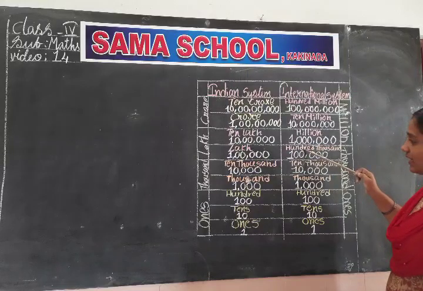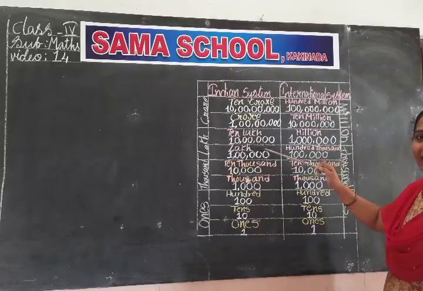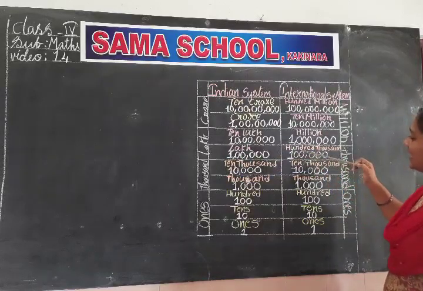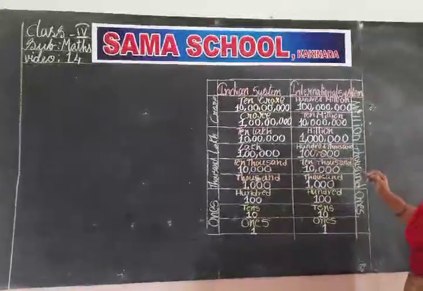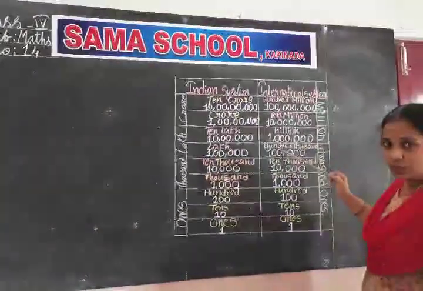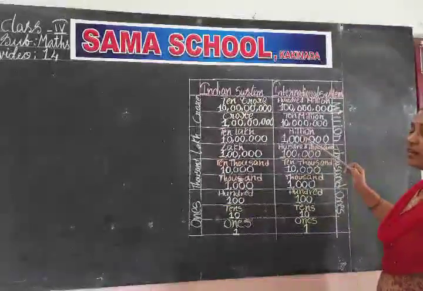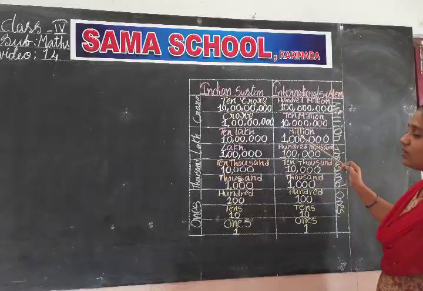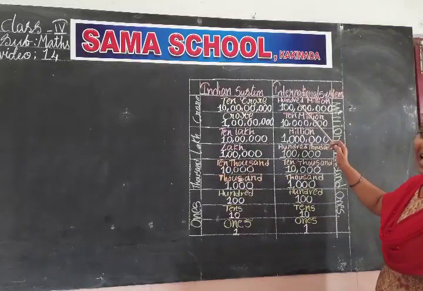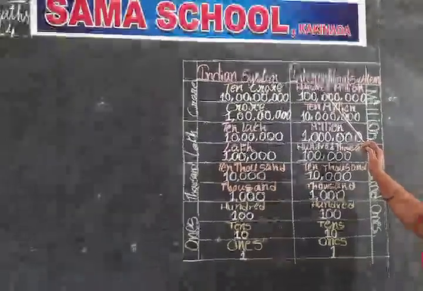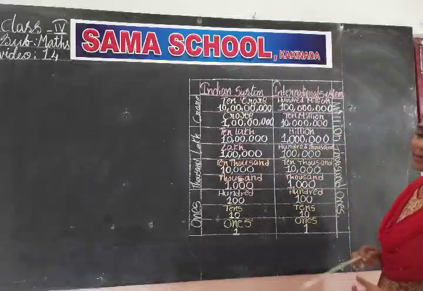Do you observe one thing here? In the Indian system, after 10,000, we get lakh. But in the international system, after 10,000, we get 100,000. Do you clear that? Okay. After 100,000, we get a new place value. We have to remember million, 10 million and 100 million. Do you clear? Million, 10 million, 100 million.